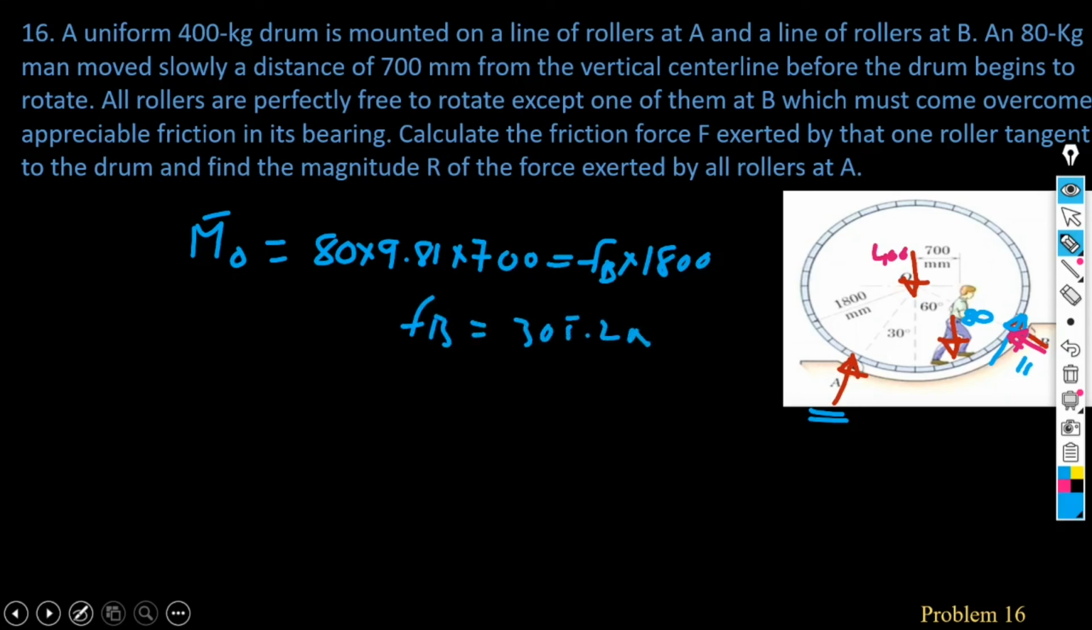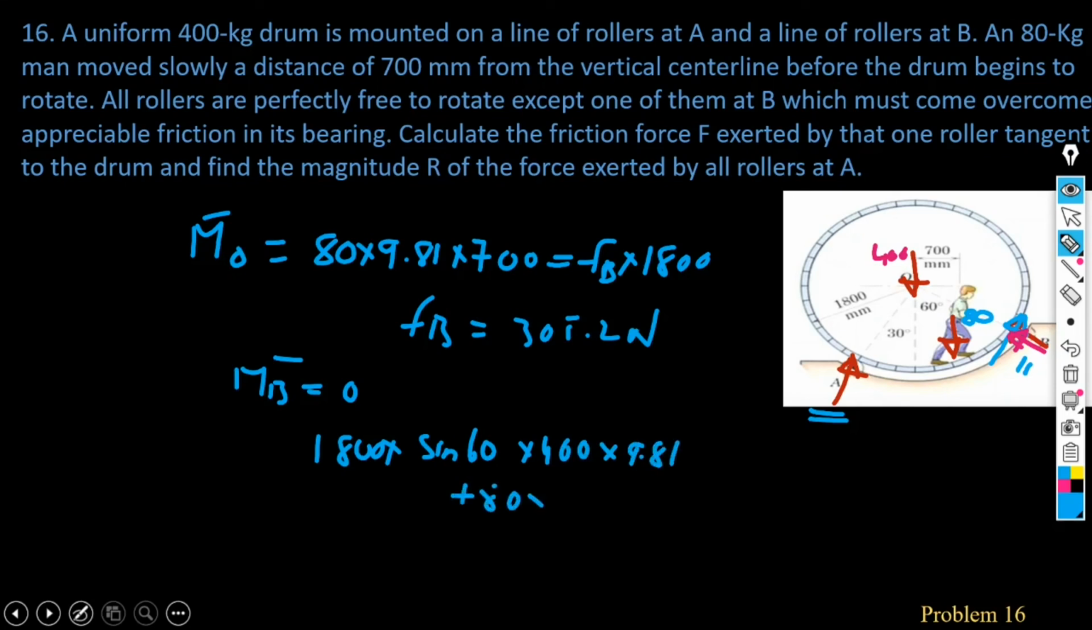Then let's take moment about point B, then 1800 into sine 60 into 400 into 9.81 plus 80 into 9.81 into 858.8 is equal to RA into 1800. From here, RA is equal to 3772 newtons.